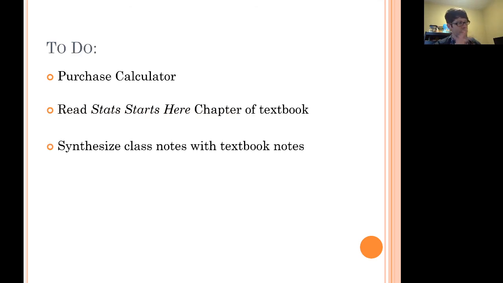For now, you can generally ignore the to-do lists at the end of these chapters. But one important thing to do at the moment is purchase your calculator. And if you want to buy a copy of the textbook, you're going to want to do that sooner rather than later as well. Other than that, that is a little brief introduction to our statistics course for this week.